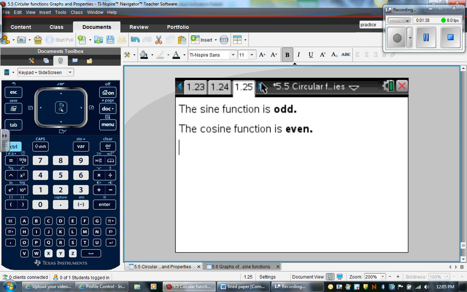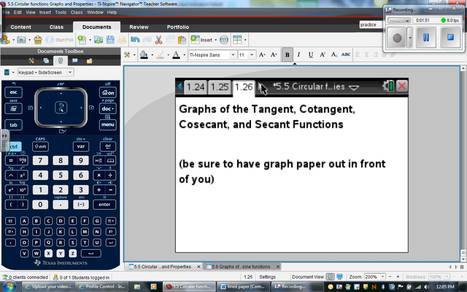The sine function is odd. The cosine function is even. Those are just two things that you kind of have to keep in the back of your mind when we're going through this. And we've talked about even and odd functions, so this is nothing new. Alright, so let's take a look. We're going to do tangent, cotangent, cosecant, and secant as well.